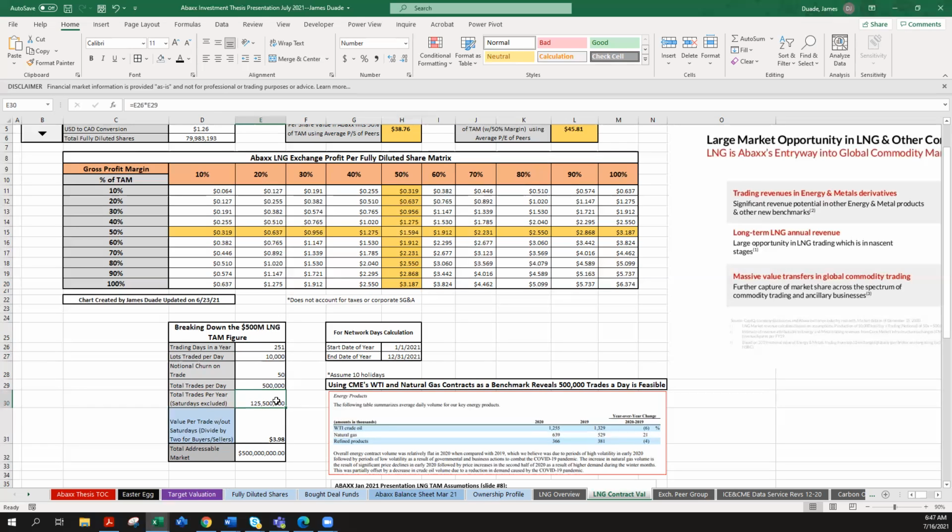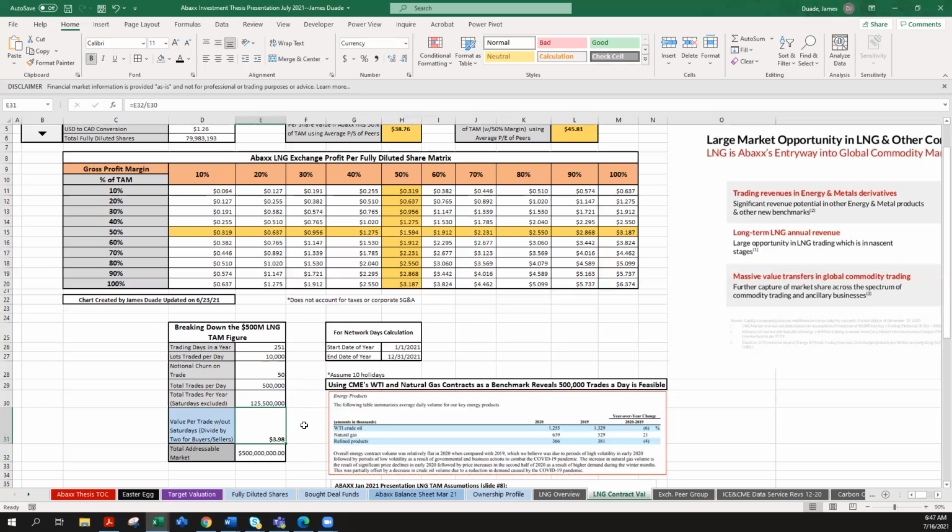If we divide that by the total addressable market of 500 million, you get a per trade value of $3.98. Then you would divide that by 2, because you have a buyer and a seller. So that would give you about $2 per trade. Industry standard, once you have a mature market, is generally $1 on each side.